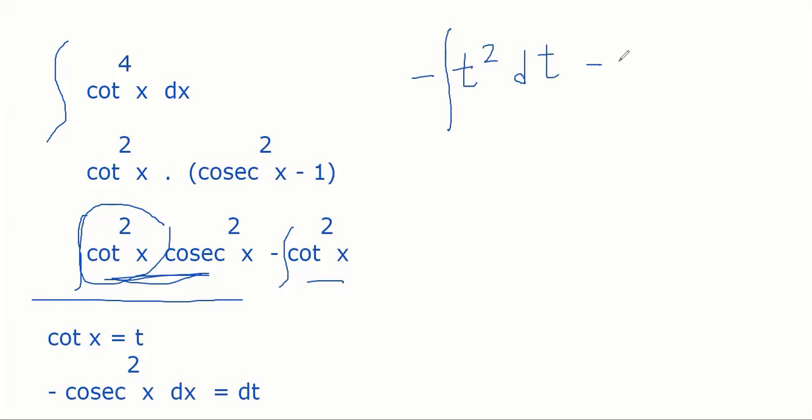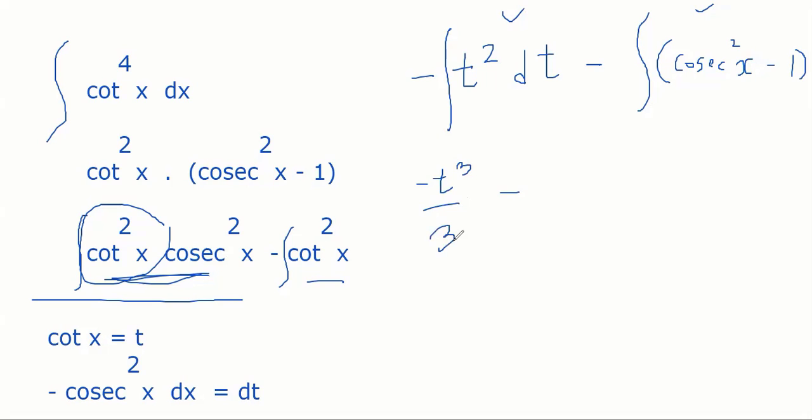Minus, we still have to integrate the cot square x separately. Now again, instead of cot square x, I can again write cosec square x minus 1. So two different integrations, and I know the answer of every one of them. Integration of t square is what? t cube by 3, so minus t cube by 3.